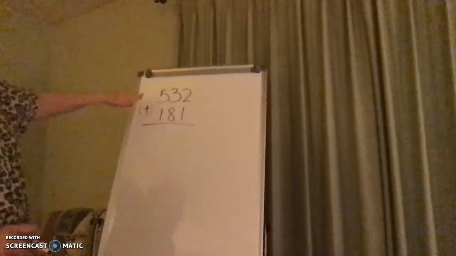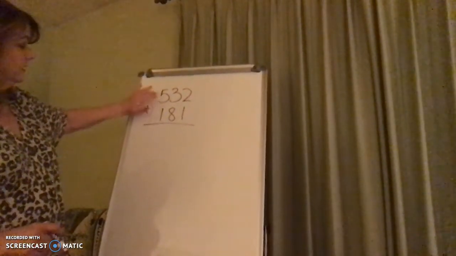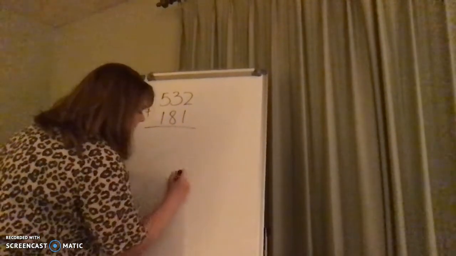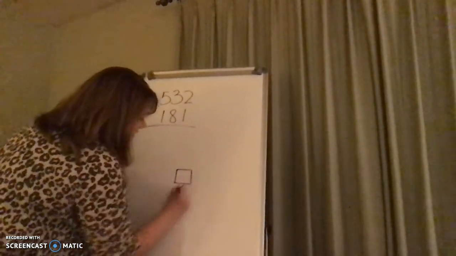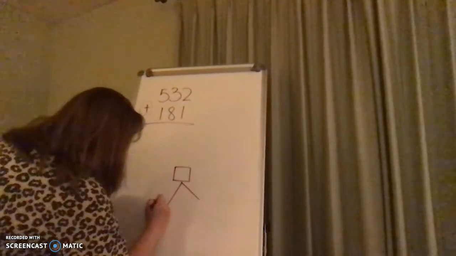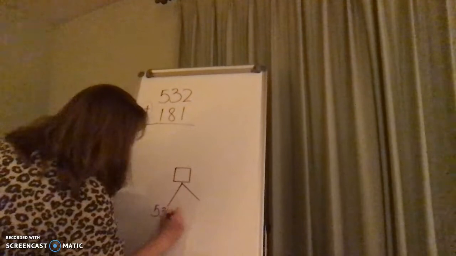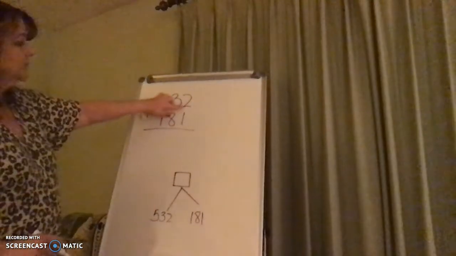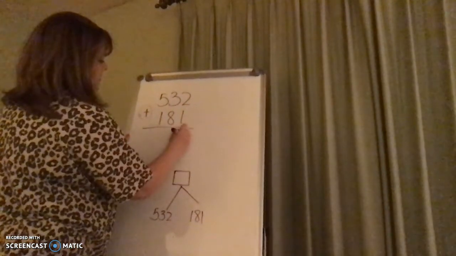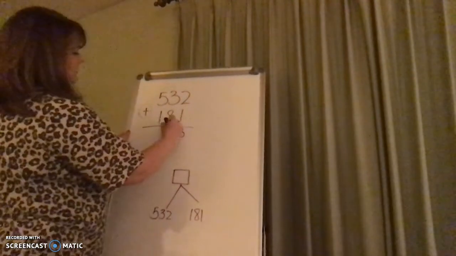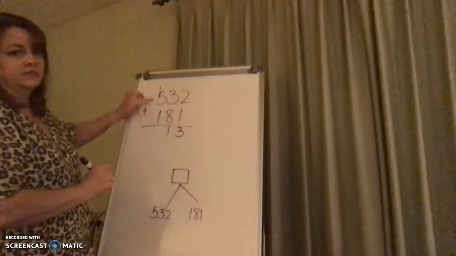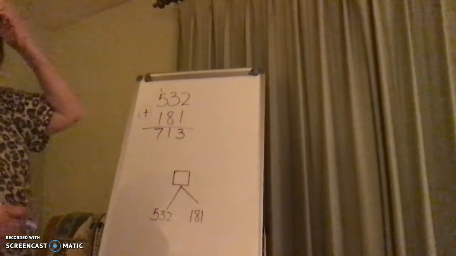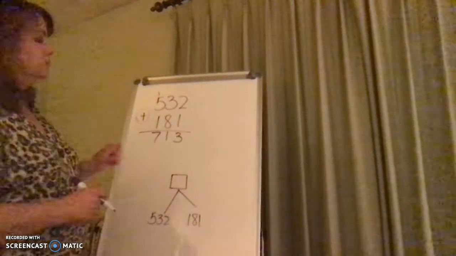Now I know that my answer is going to be bigger than these because I'm adding these two numbers. So if I'm doing a math mountain, I don't know my total this time. I just have the two add-ins. So I know that I have 532 plus 181. And I'm looking for my total. So let's do it. 2 plus 1 equals 3. 3 plus 8 equals 11. 1 plus 5 plus 1 equals 7. I think my answer is 713, but I'm going to use the opposite operation and I'm going to check.